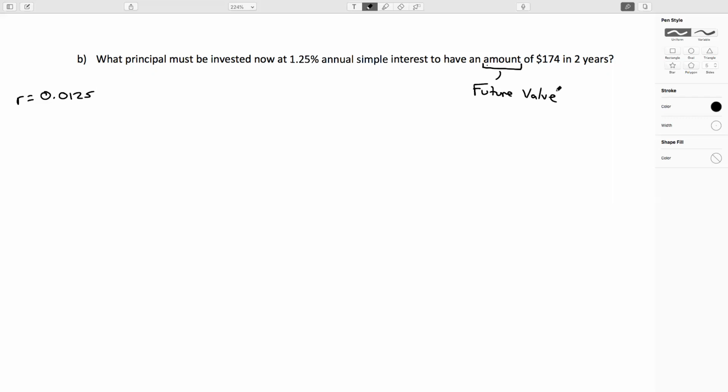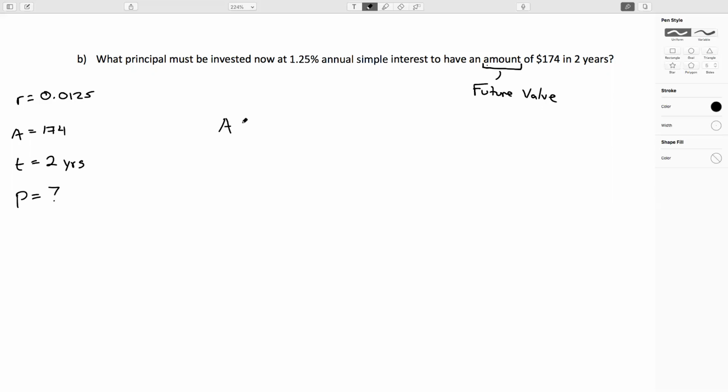You need to know how much money you will have in the future. You're not looking for an amount, but I digress. So future value is 174. 2 years is your term, so T equals 2 years. But what we don't know is P. So we can pick any version of this formula we want. I'm going to pick the last one because it's a little bit simpler to solve for P.